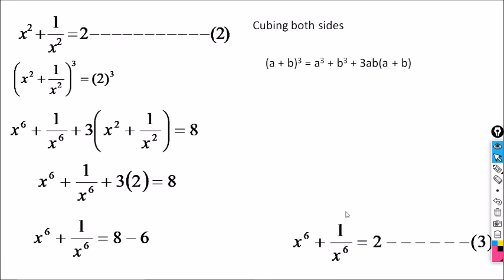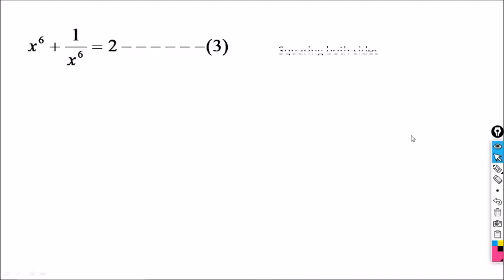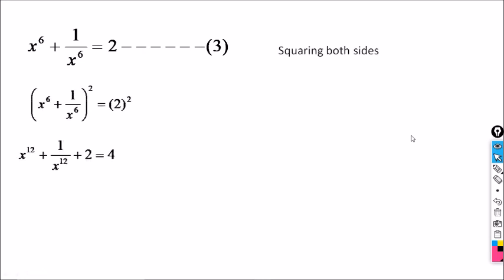And the third part of the problem, for finding x^12 plus 1 upon x^12, we will do the squaring of equation number 3. So next step, we perform the squaring of equation number 3. By squaring this, we get x^12 plus 1 upon x^12 plus 2 is equals to 4, and we get x^12 plus 1 upon x^12 is equals to 2. So students, we observe here x plus 1 upon x is 2, x raised to power 2 plus 1 upon x raised to power 2 is again 2. All the values, the answer comes to be 2.